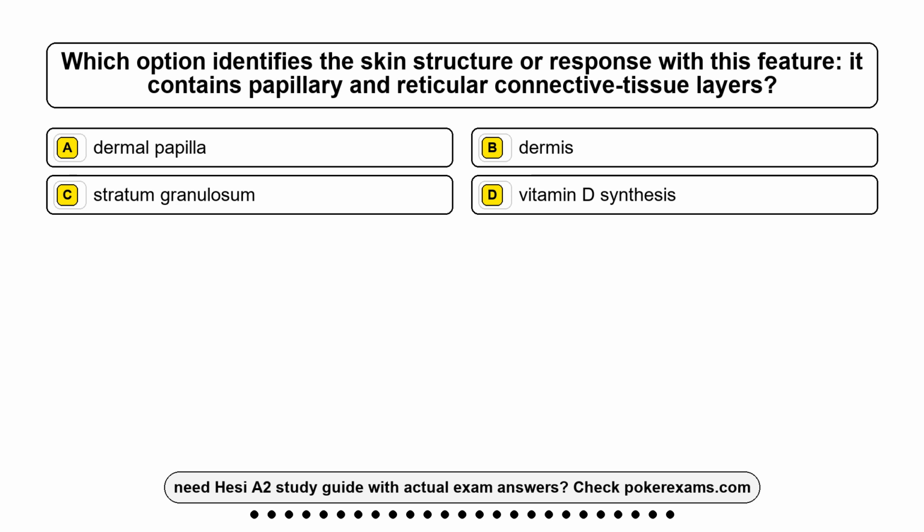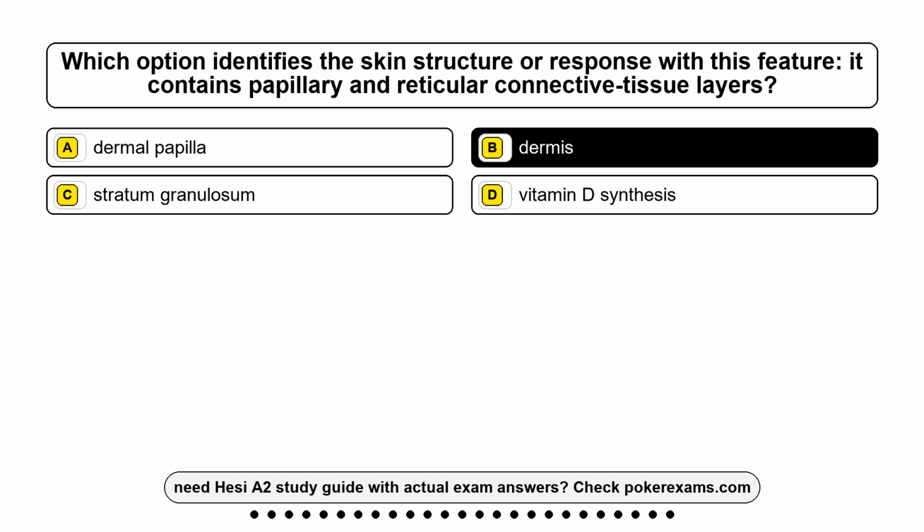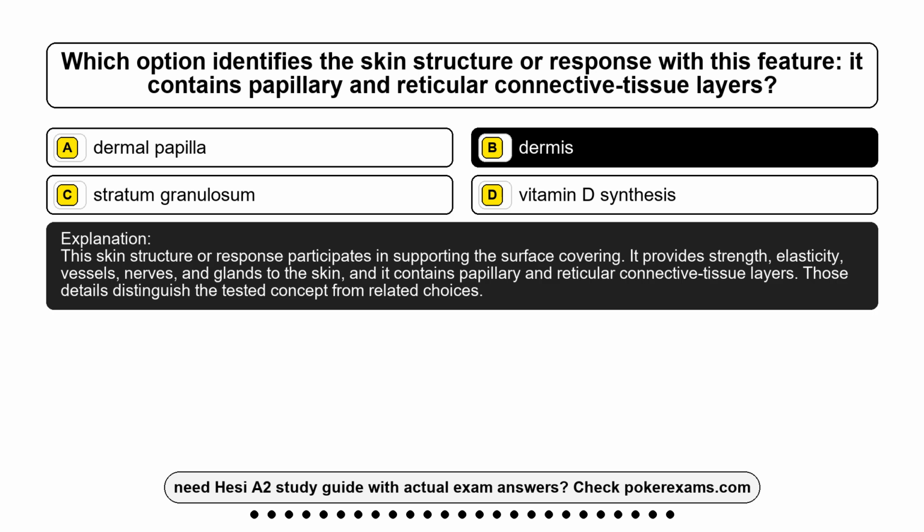Question 25. Which option identifies the skin structure or response with this feature? It contains papillary and reticular connective tissue layers. Option A, dermal papilla. Option B, dermis. Option C, stratum granulosum. Option D, vitamin D synthesis. The correct answer is option B, dermis. This skin structure or response participates in supporting the surface covering. It provides strength, elasticity, vessels, nerves, and glands to the skin, and it contains papillary and reticular connective tissue layers. Those details distinguish the tested concept from related choices.